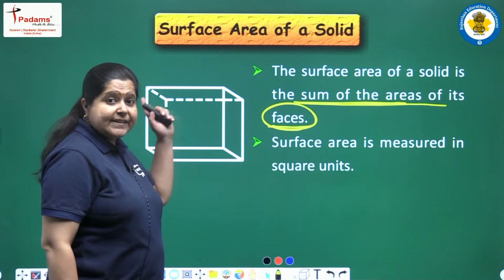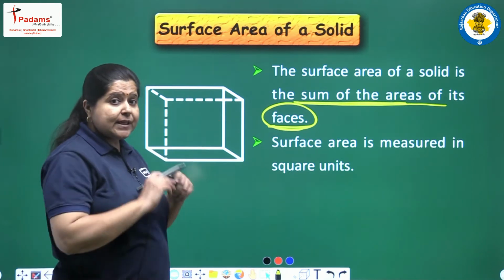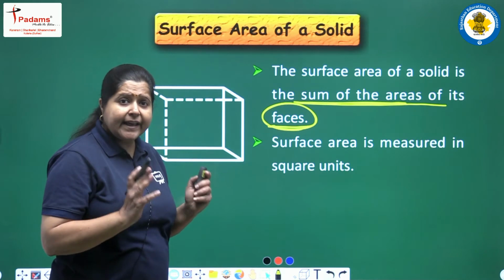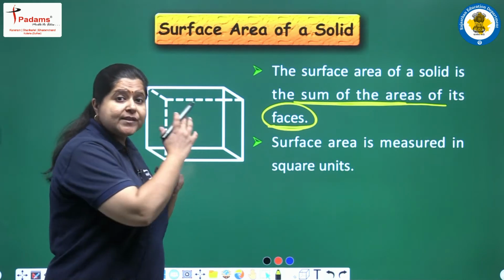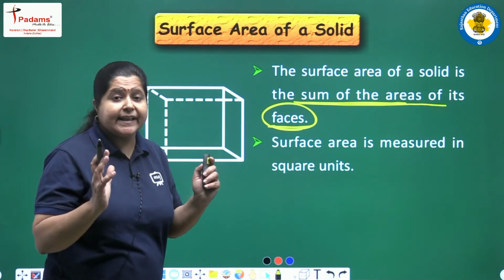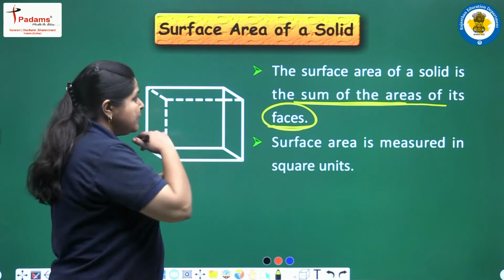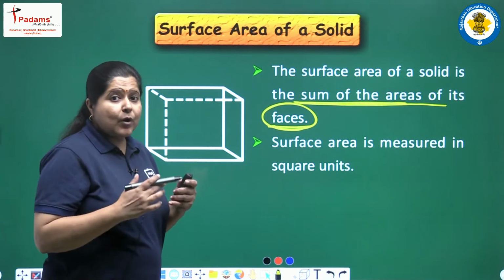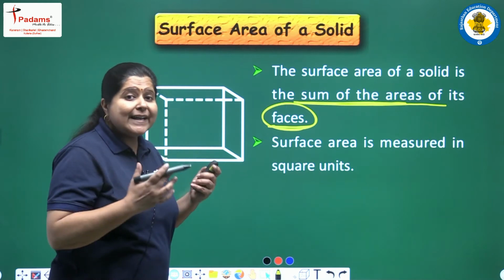जब हम सभी faces को एक साथ consider करेंगे, उन सभी faces का area एक साथ लेंगे, तो हम actually mean कर रहे हैं उस solid के surface area से. We actually mean the surface area of a solid is the sum of the areas of all its faces.